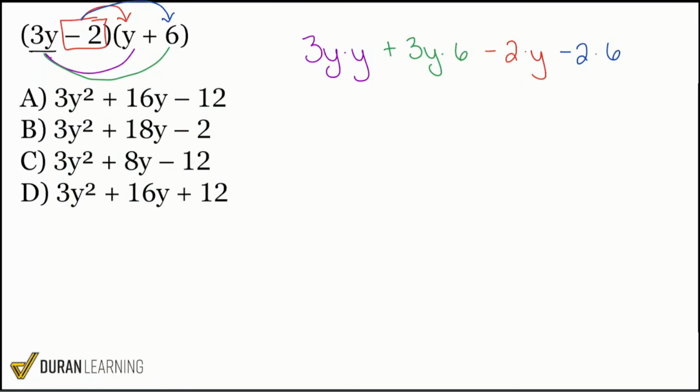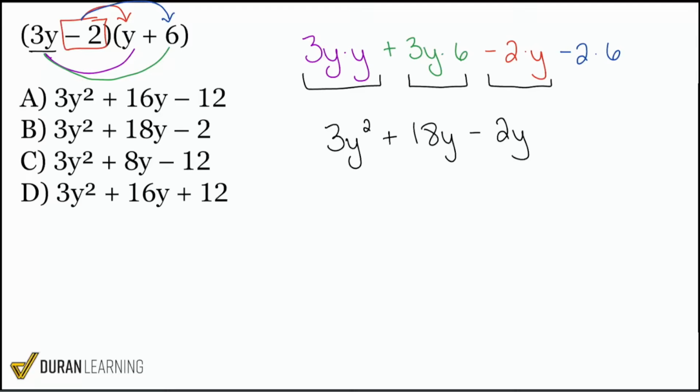Now again, we'll take it one step at a time. Here we go. So we'll go with 3y times y. Y times y is going to be y squared. So this turns into 3y squared. Up next, we have 3y multiplied by 6, and that's going to give us 18y. Next, we have negative 2 multiplied by y, which is minus 2y. And then lastly, we have negative 2 multiplied by 6, and that's going to be negative 12.